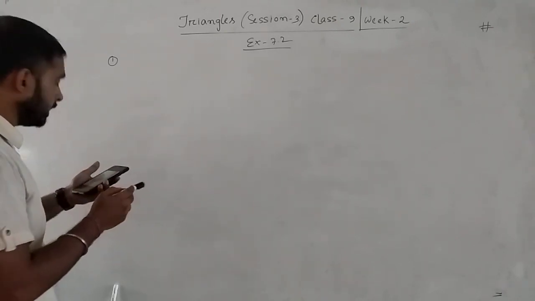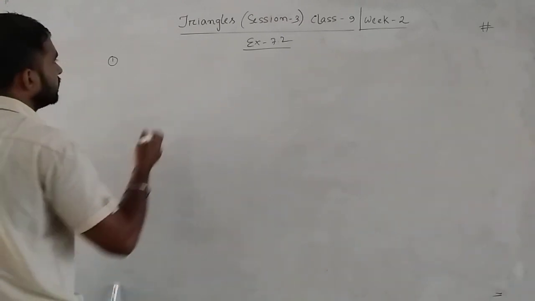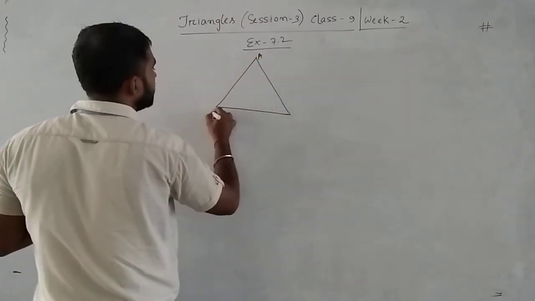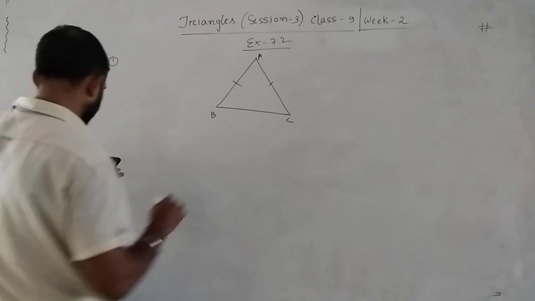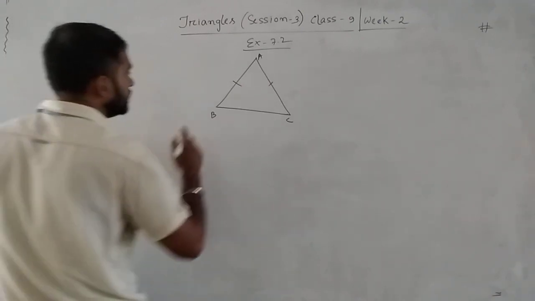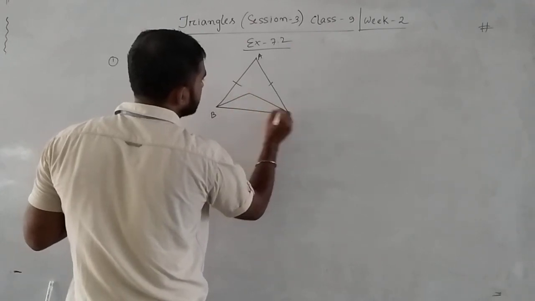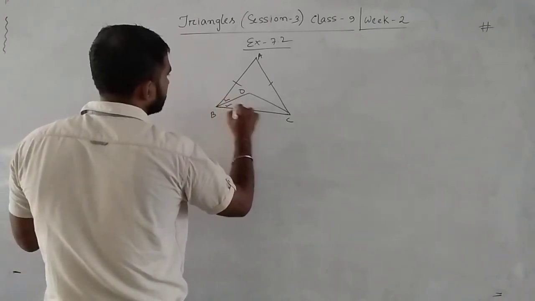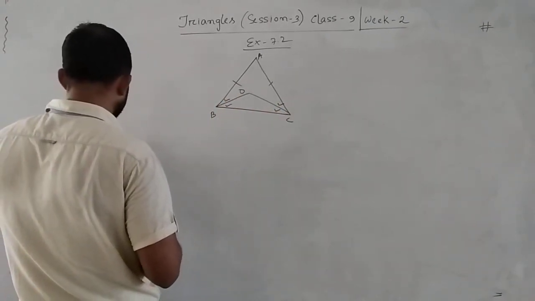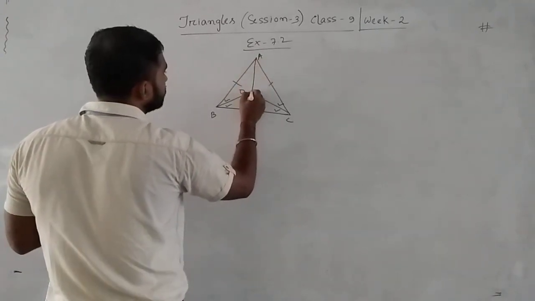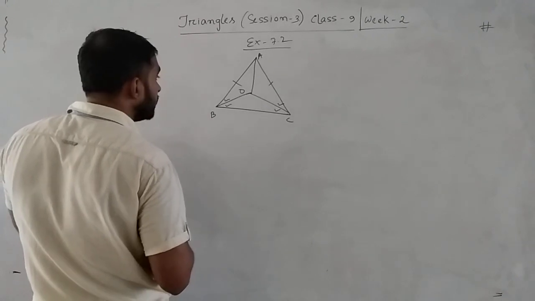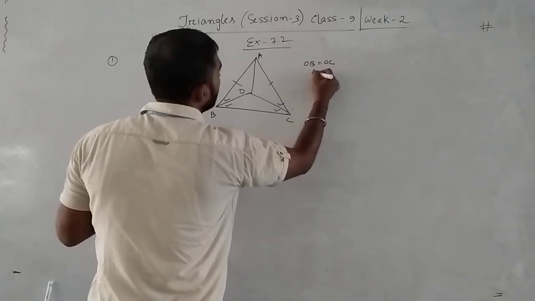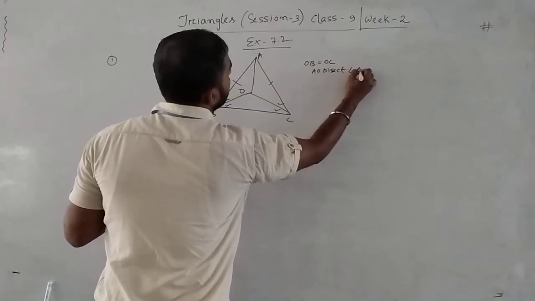In an isosceles triangle ABC with AB equal to AC, the bisectors of angle B and C intersect each other at O. Join A to O. We have to show that, number one, OB equal to OC, and second, AO bisects angle A.